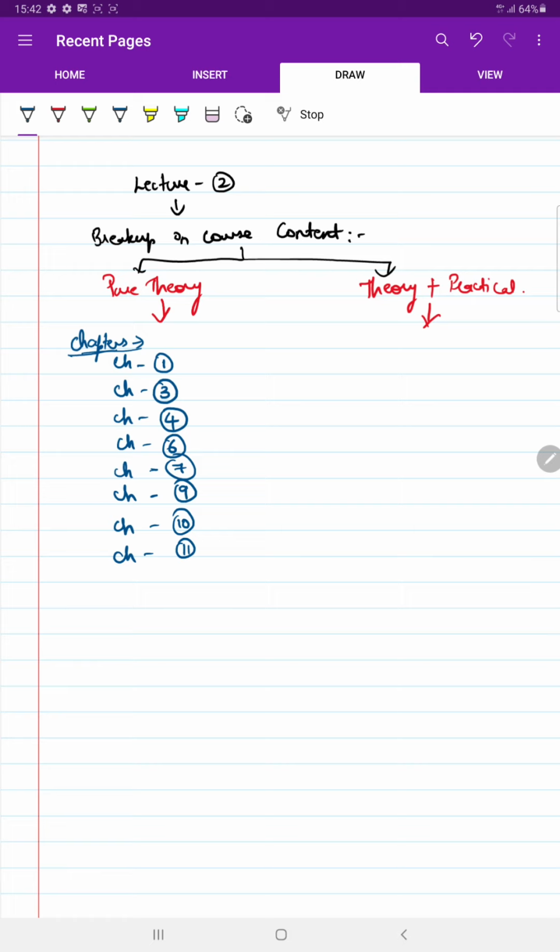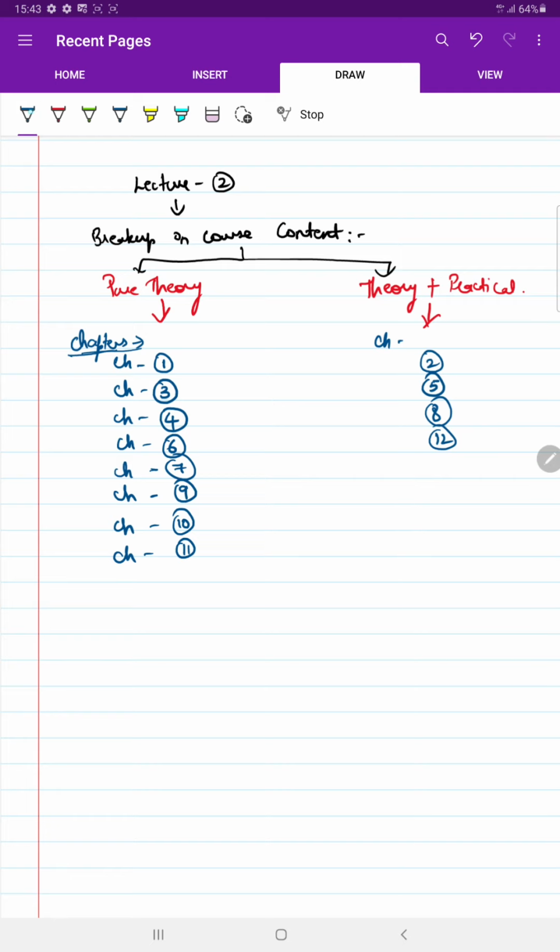What are the chapters which have theory plus practical? Chapter number 2 is theory plus practical. It's not only theory. Chapter number 5 is both theory plus practical. Chapter number 8, chapter number 12. So these are the chapters which have theory plus practical.